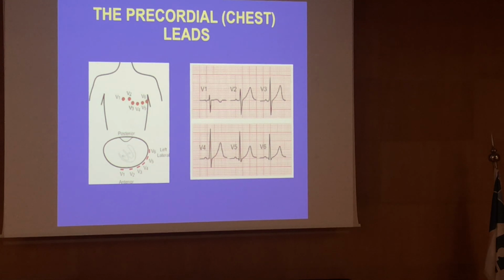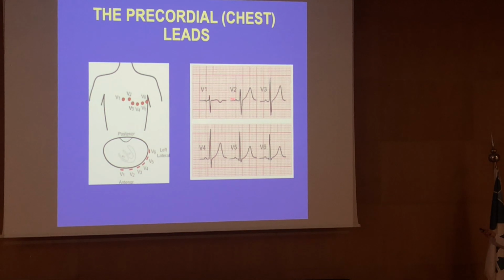In V2, do you expect the R wave to be bigger or smaller than V1? Bigger, because there is more of the wave of depolarization going to V2. V3, even bigger. V4, bigger. V5, the largest R wave usually. V6, because it's a little bit lateral, is generally a little bit smaller than V5. This is called R wave progression.